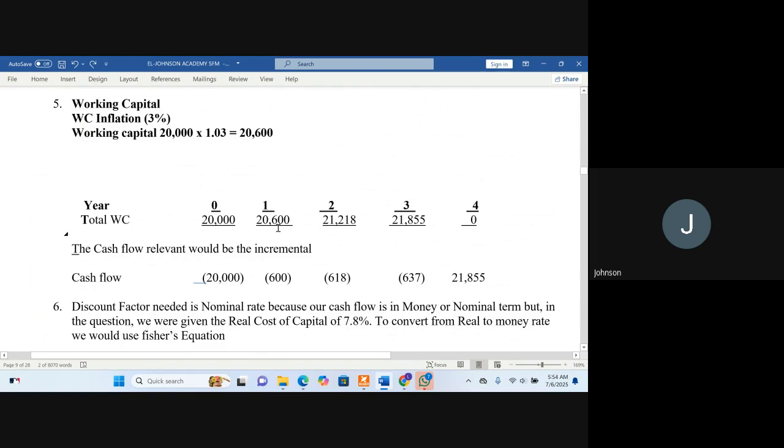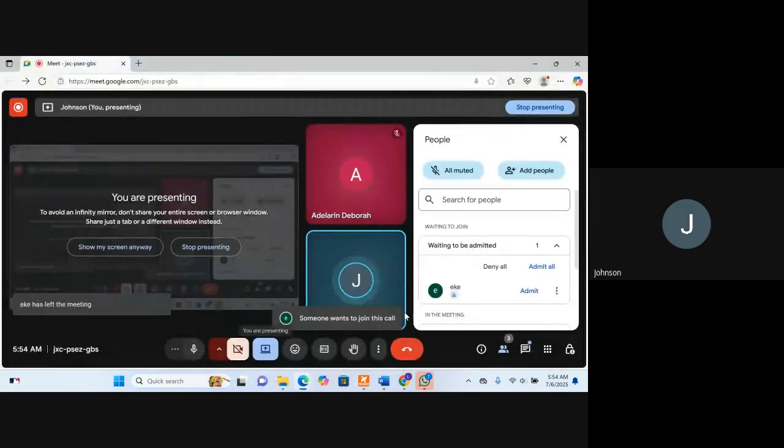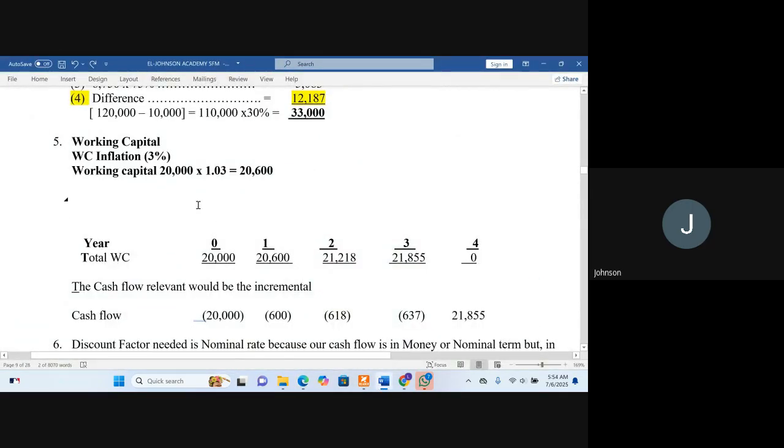It's going to increase by that 3%. Remember, look at it here. The solution is what I've done here. So we say 3% times 20 million, and that is what is giving us that figure. So 3% times 20 million, that's what gave us that figure.